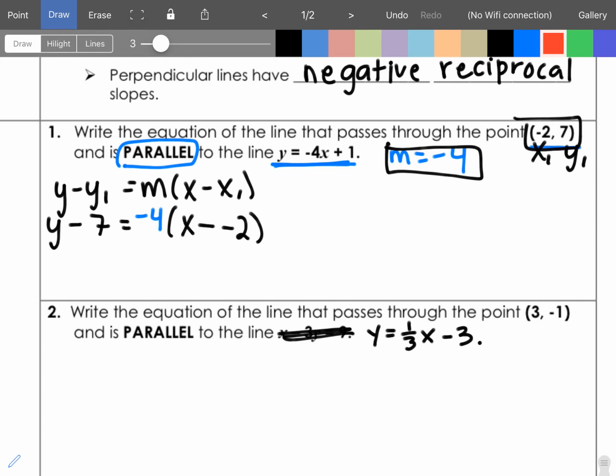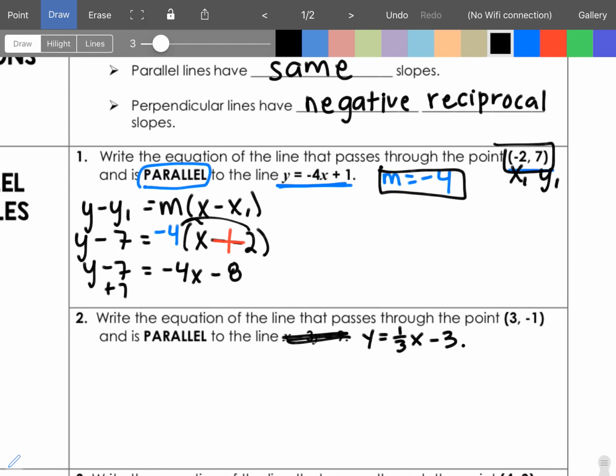Now remember, when you have two negatives right next to each other, it's a positive. And now we're just going to distribute like normal. Y minus 7 equals -4x minus 8. The last step is to add 7 to both sides. So that cancels and we have y equals -4x, and then -8 plus 7 is -1.